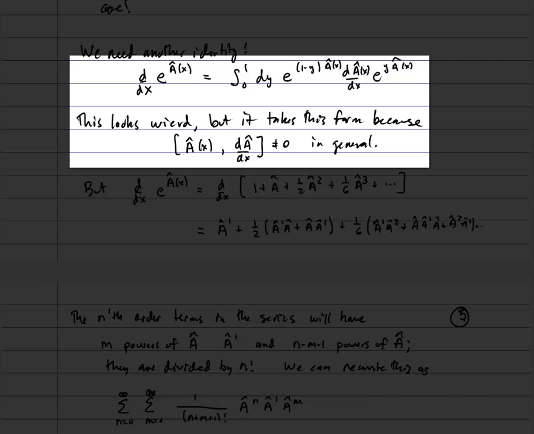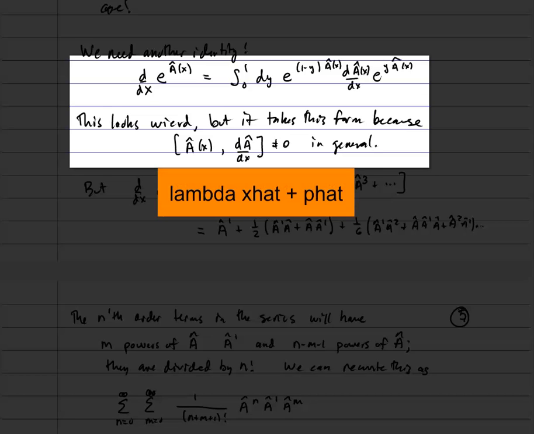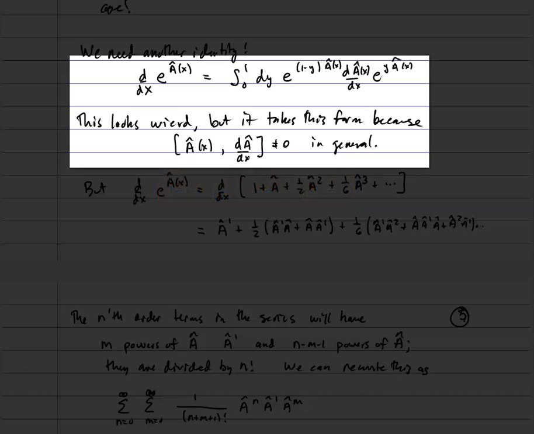Okay, let's think of an example. Think of an operator, I'd better use lambda. Let's think of the operator lambda times x plus p. If I take the derivative with respect to lambda, I get the x operator. The x operator, which is dA/d lambda, does not commute with A of lambda, because A of lambda has a p operator in it. And in general, if I have some operator that's a function of some parameter, it does not commute with its derivative.